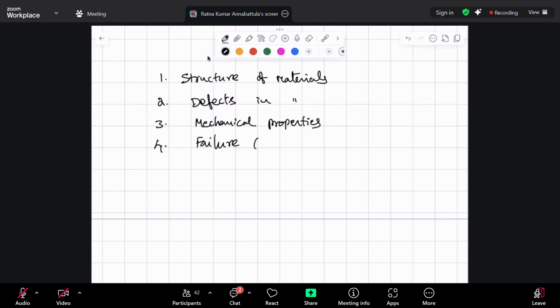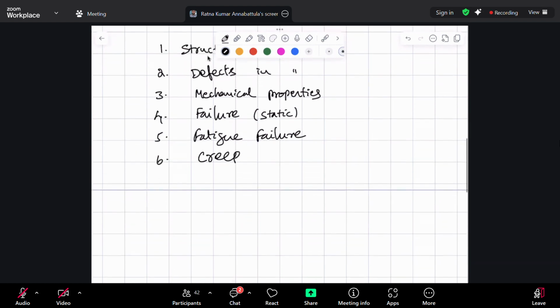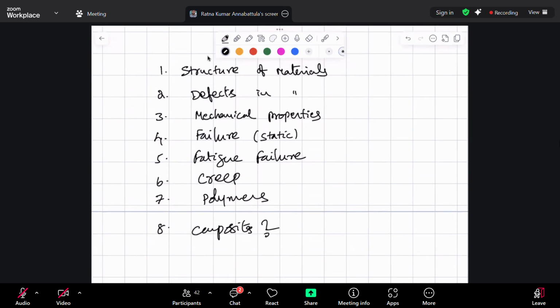In failure, we'll talk about static failure theories, static failure, and then fatigue failure. Then we'll talk about creep failure, then failure of polymers, and if time permits, composites. Okay. We have an exhaustive set of information that needs to be uncovered in this course.